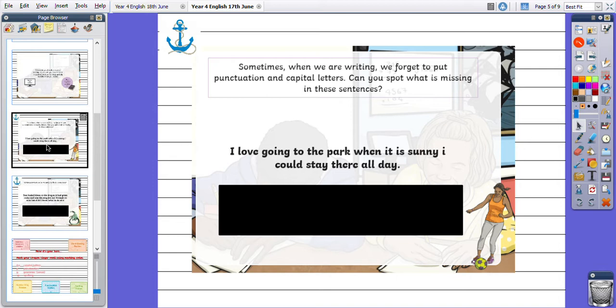Sometimes when we are writing, we forget to put punctuation and capital letters. Can you spot what is missing in these sentences? I love going to the park. When it is sunny, I could stay there all day. So think about how this sentence could be phrased, what expression you could use when reading it, and where the punctuation needs to go because of the way it is read.